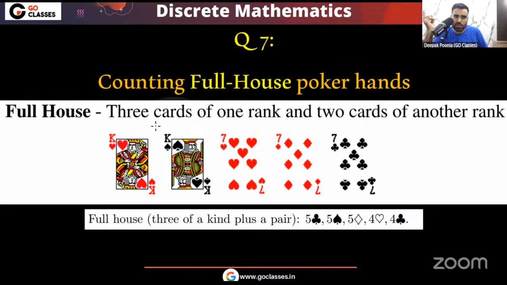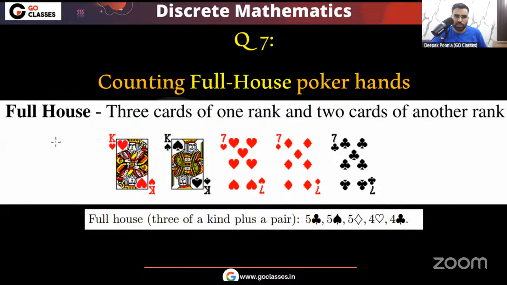Very simple question. What is a full house in poker? Full house means three cards of one rank, for example three cards of the same value, 777, and two cards of another rank, two cards of king. Here you can notice three cards of value 5 and two cards of value 4. So three of a kind plus a pair is called a full house. This is a very easy definition to understand, correct?